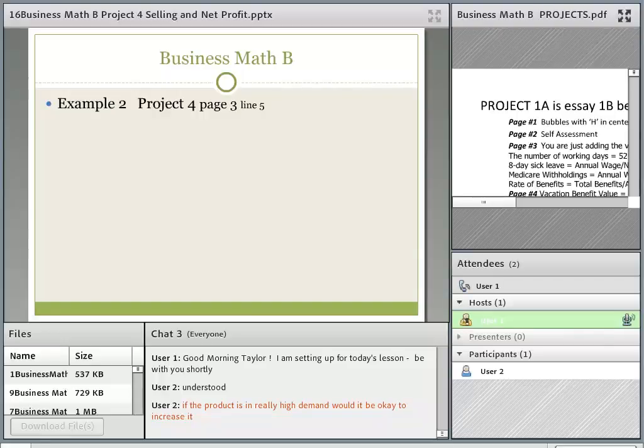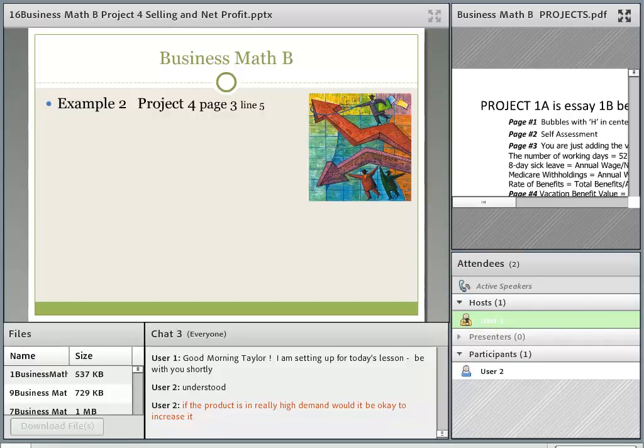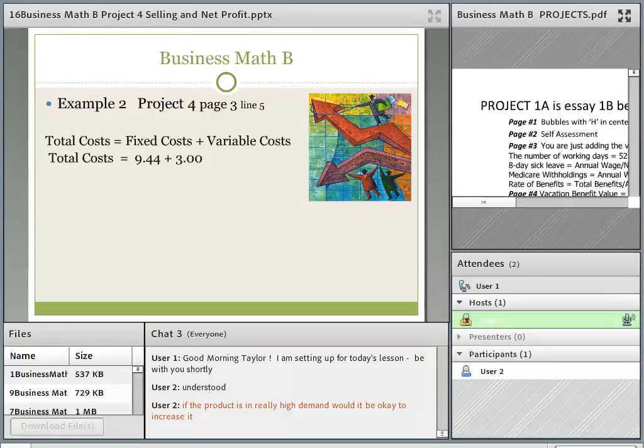Okay, the next example is same project, same page, same line. We're going to stay on that same line. This time we're going to look at the total costs. So if you notice in the chart, you now have fixed cost per unit, what we just calculated, is $9.44, and the $3 variable cost is already in there.